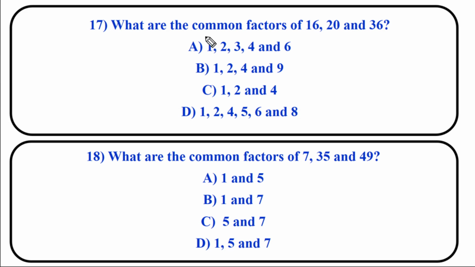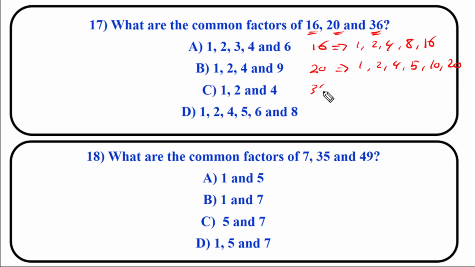Number 17, what are common factors of 16, 20, and 36? By the same way, factors of 16 are what? You can say 16 is divisible by 1 and 2 and 4, 8, and 16. Factors of 20, we can find 20 as what, guys? 2 times 10, 5 times 4, and 20 times 1. So it will be 1, 2, 4, 5, 10, and 20.